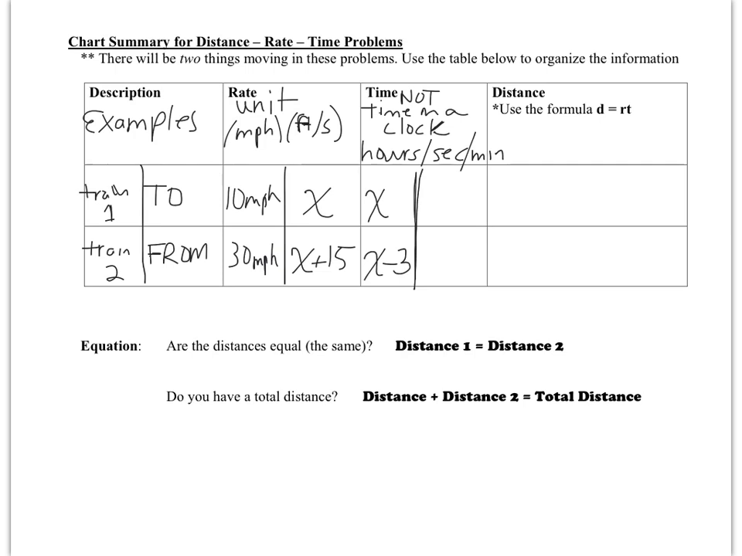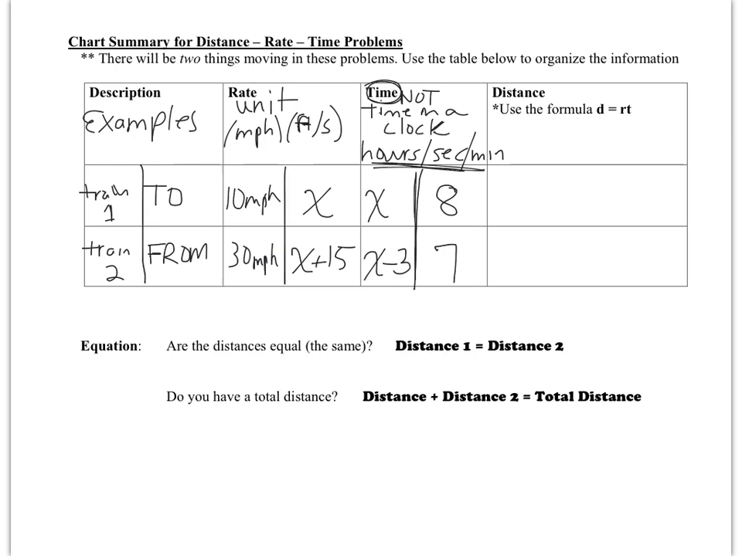Or you could actually be given some time. I could say, you've been traveling for 8 hours. Both people have been traveling for 8 hours. Or train 1 has been traveling for 8 hours and train 2 has been traveling for 7 hours. But time is always measured in hours, seconds, minutes. It's not the time on the clock.